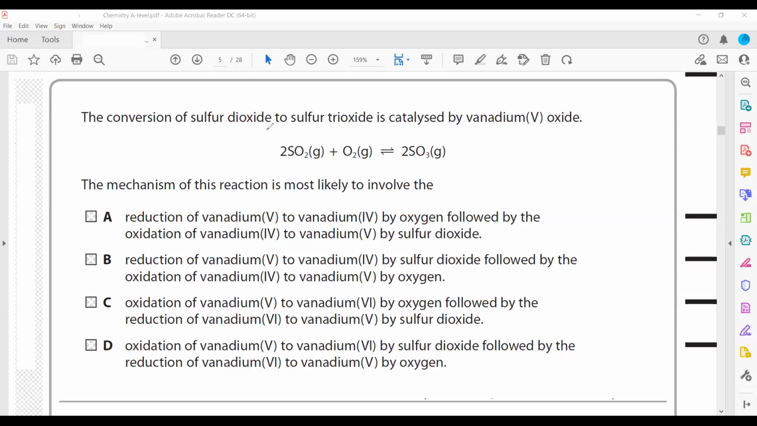The conversion of sulfur dioxide to sulfur trioxide is catalyzed by vanadium pentoxide, V2O5. So how does it act as a catalyst? A catalyst is a substance which remains chemically unchanged, and there are two ways a catalyst can alter the rate of a reaction. Number one, it can adsorb the reactant on the surface and reduce the strength of the bonds in the reactant, so the bond can break. It lowers the activation energy and the product can form. That is one way.